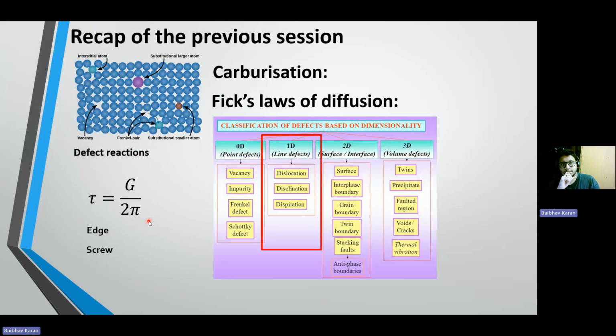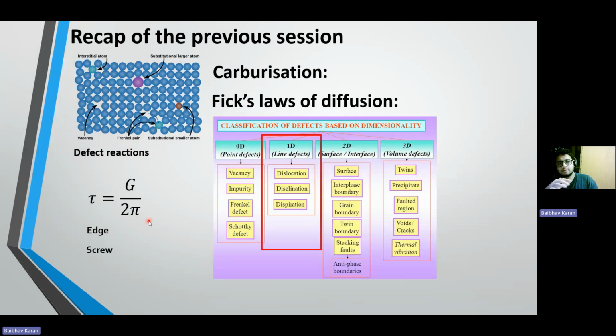One thing I forgot to tell you about: we discussed carburization and Fick's laws of diffusion, Fick's first law and second law, and how Fick's second law is used in the application of carburization. We learned that in the case of point defects.